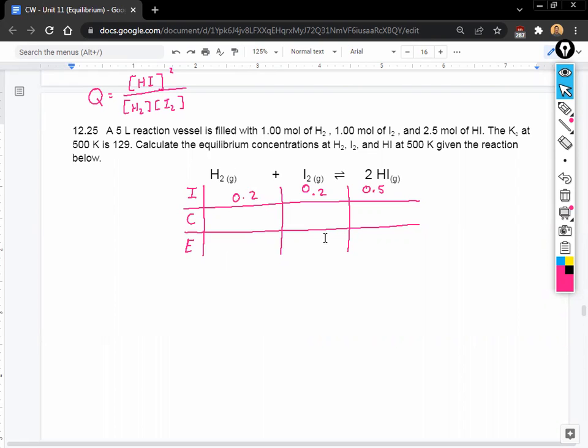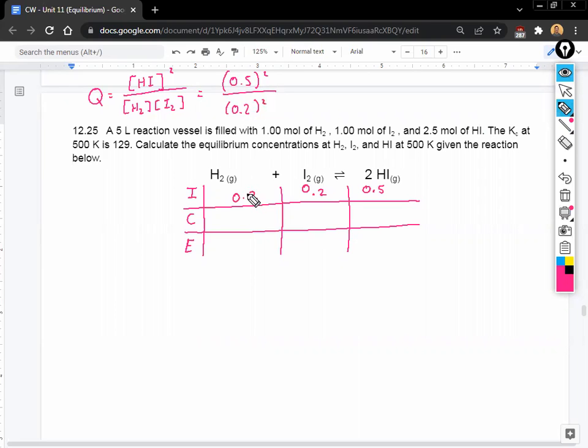Okay, and so here we don't know what change is going to happen. We don't know if we're going to get more reactant or more product. And so this is where Q comes in, because Q tells us which direction the reaction is going to go, right? If it's going to go left or to the right. And so all we're going to do is find Q. So we're going to do 0.5 squared on the top divided by 0.2.